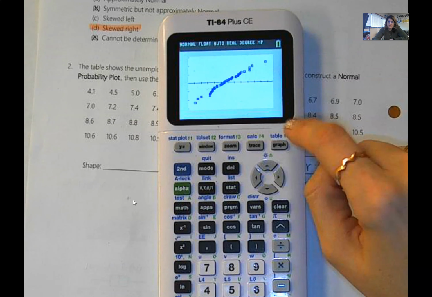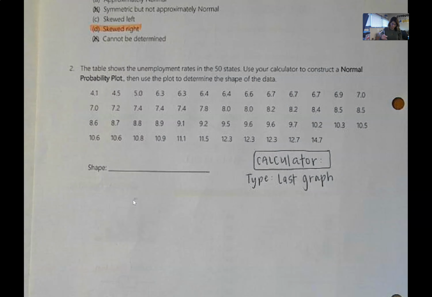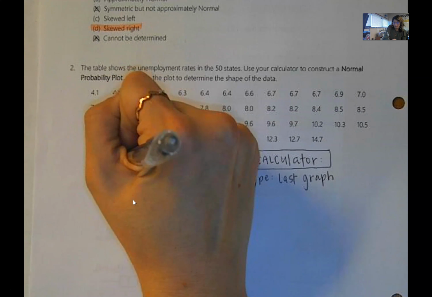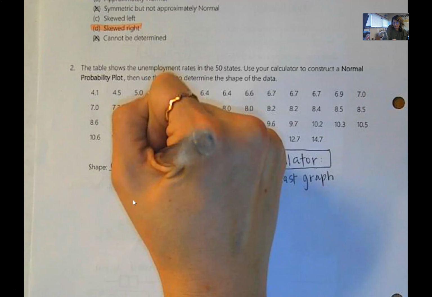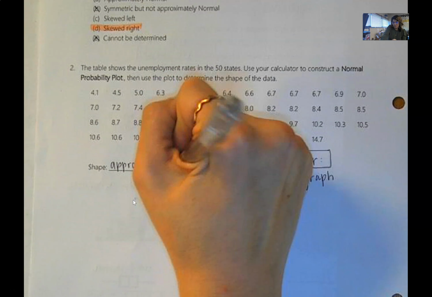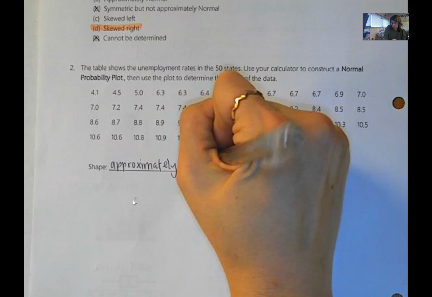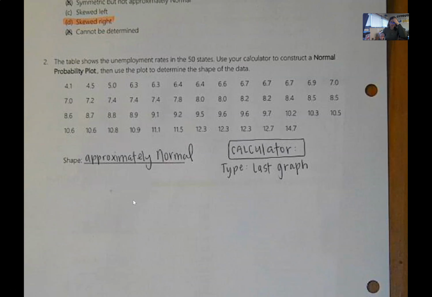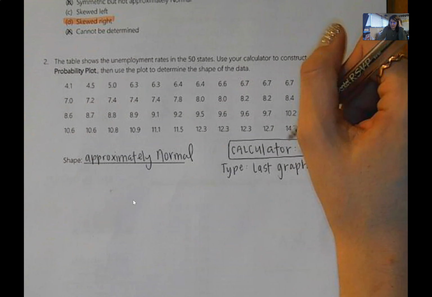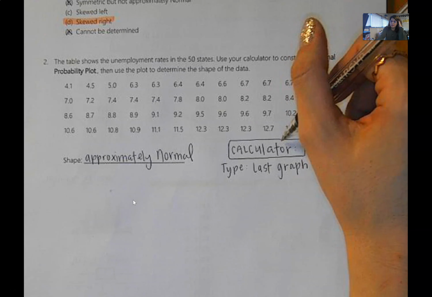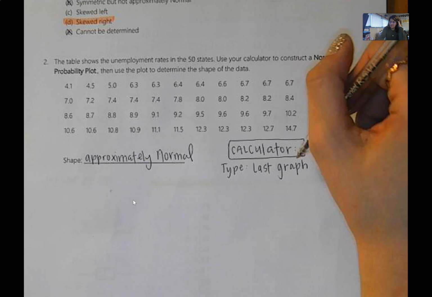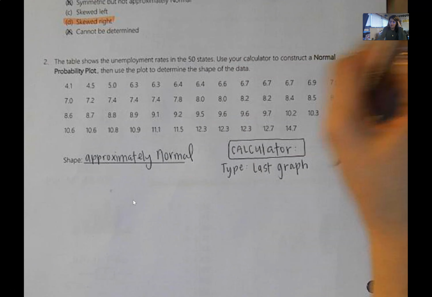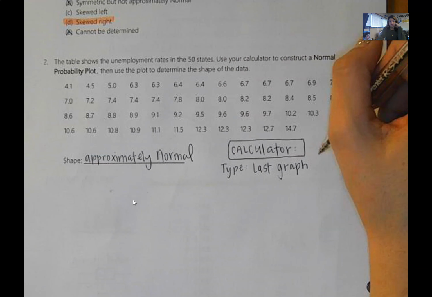I would say that this guy is approximately normal. The shape of the unemployment rates is approximately normal. So the biggest takeaway from this is knowing that in your calculator, to graph it, it is the last graph in the area where you get to select the graphs.